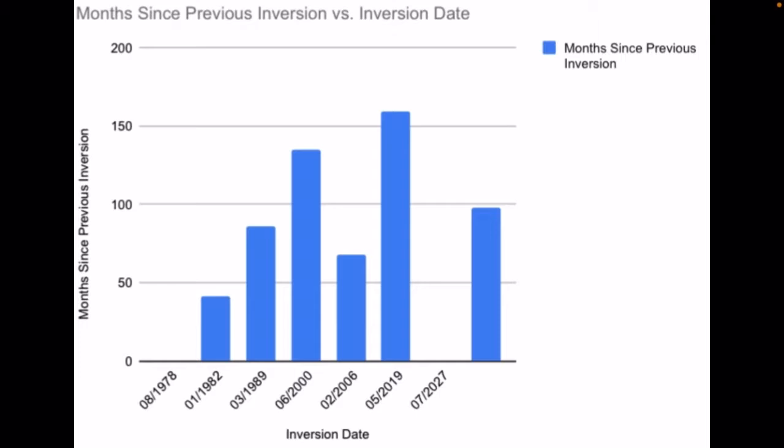But do note that the time between these inversions is pretty sporadic, so it's not a consistent time period. 8 years and 2 months is basically the average. So it's not necessarily going to invert in July 2027, but that could get us in the ballpark, just the way the average has been working so far.